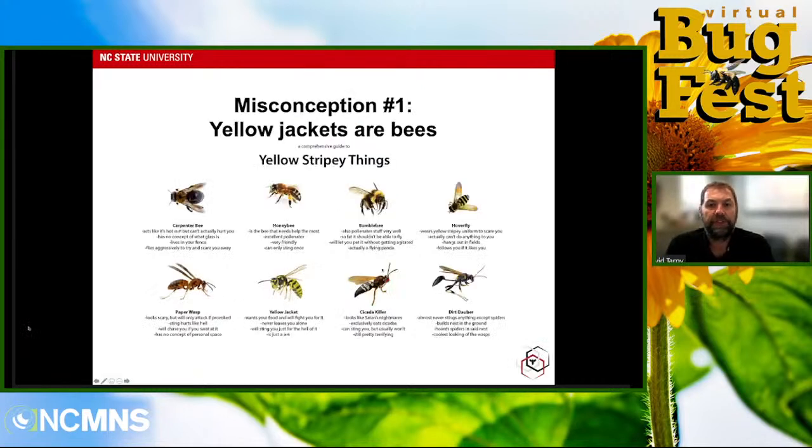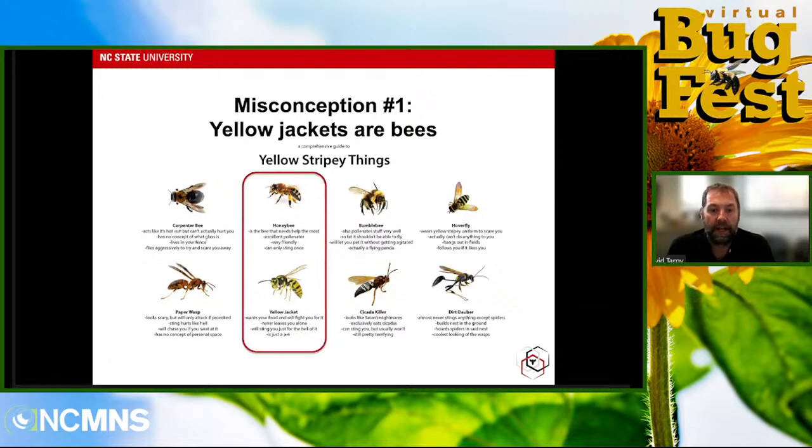So one of the first misconceptions that is really, really common is that anything that flies and might sting you is a bee. In fact, I just had 2 calls this morning about this that had some killer bees that were out there, but instead they were actually wasps. And so, these yellow stripy things are often misconstrued with bees, and they're often synonymized. And that's not the case at all.